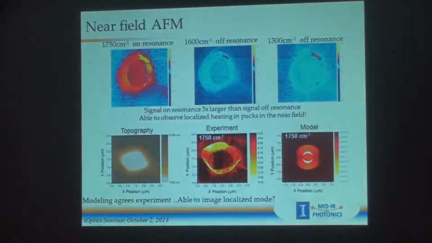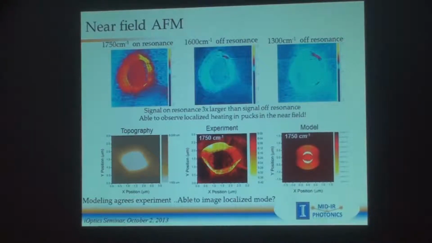So we can look on resonance and we can look off resonance, and of course it lights up on resonance, but when you're not on that absorption resonance, you don't see a very strong absorption. You see some effects that probably come from geometry. We can look at the topography at the same time, because this is, in fact, an AFM tip. And we can model these structures, and we see a reasonably good approximation of our experimental results using three-dimensional COMSOL modeling of our structures.